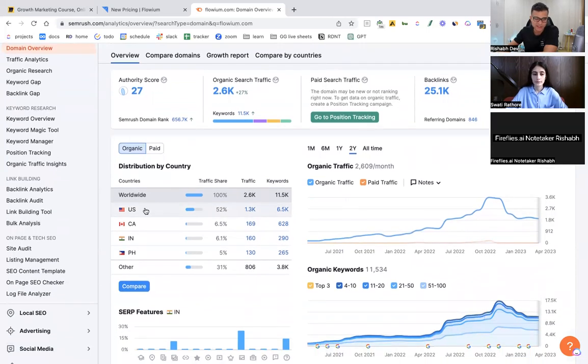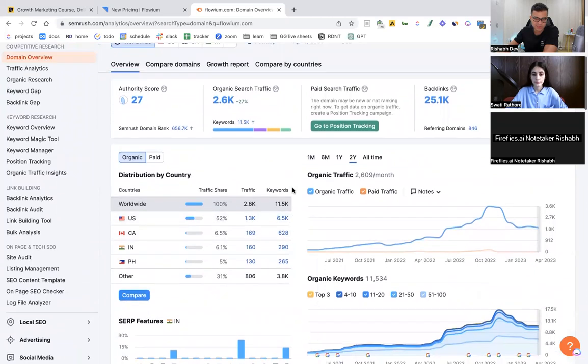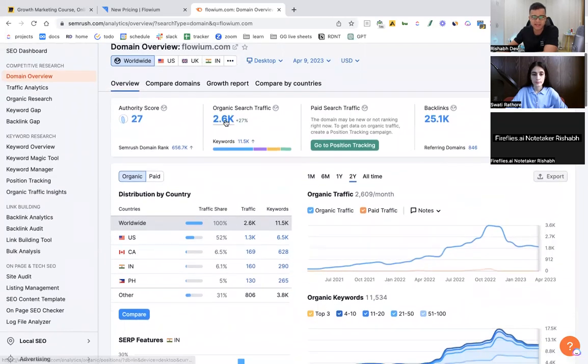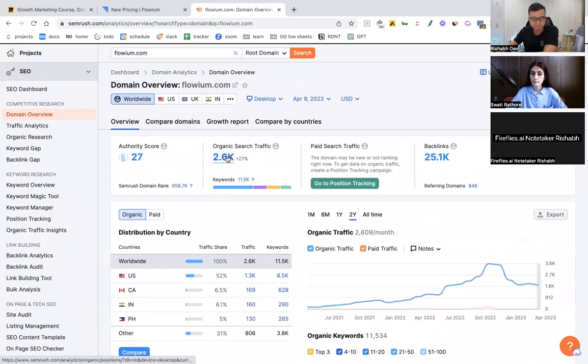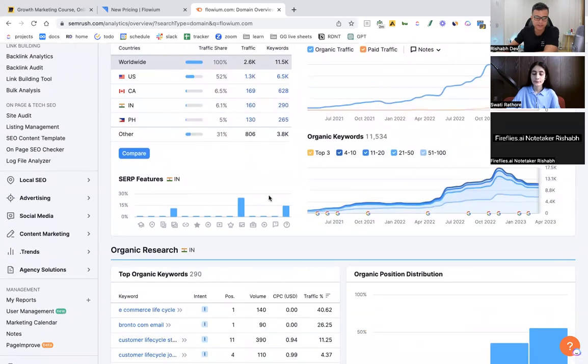Then you have the traffic split, the organic search traffic. So now here we see that 2,600 visitors per month is their organic search traffic. So it's safe to assume that the rest of the traffic could be from paid search, right? Which we are not tracking here, but let's just talk about organic search for now, because that's something that we want to tap into. We don't want to do paid optimization right now, okay?